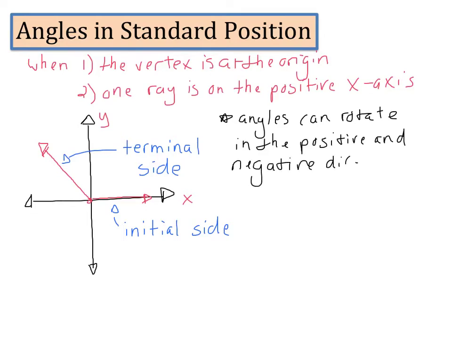So for this one on the left here, let's say this moved in the positive direction. Whenever you talk about a rotation, you start on the initial side and you go to the terminal side. So we can say that's a positive rotation of about 135 degrees. Each one of these quadrants represents 90 degrees. So we'd call this a positive rotation.